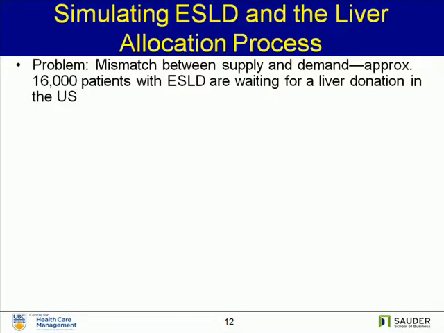Okay, so I want to talk a bit about my involvement in this model of end-stage liver disease and the liver allocation process in the US, knowing that a lot of these techniques could be applied if we want to model end-stage renal disease and kidney allocation, which we've been discussing considering doing here in BC. So the problem is that, as Dr. Seth was mentioning, there's a big mismatch between supply and demand. Approximately 16,000 patients are waiting with end-stage liver disease for a liver donation in the US.